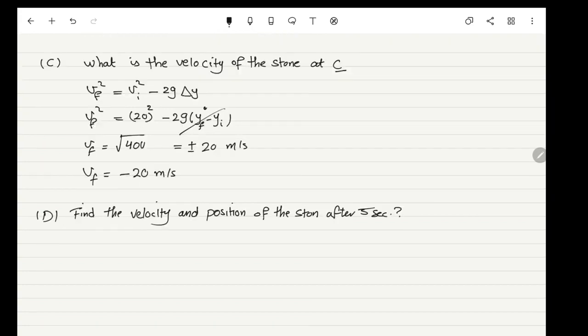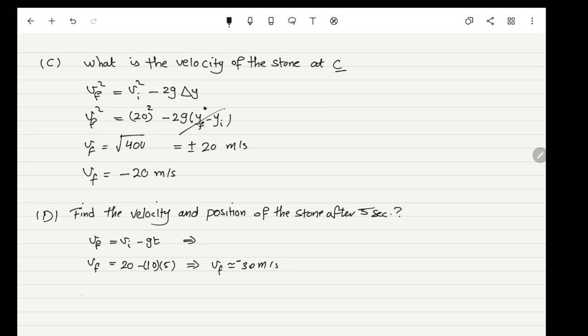Find the velocity and position of the stone after 5 seconds. For the velocity, let's use the simple equation: V final equals V initial minus G T. V initial is 20, so V final equals 20 minus G, which is 10, times 5. V final is almost minus 30 meters per second, and the minus sign means it's going downward.